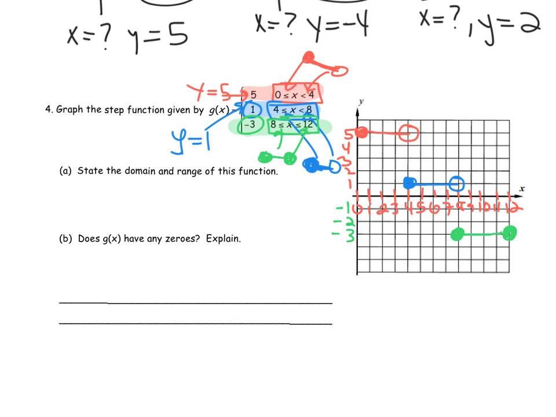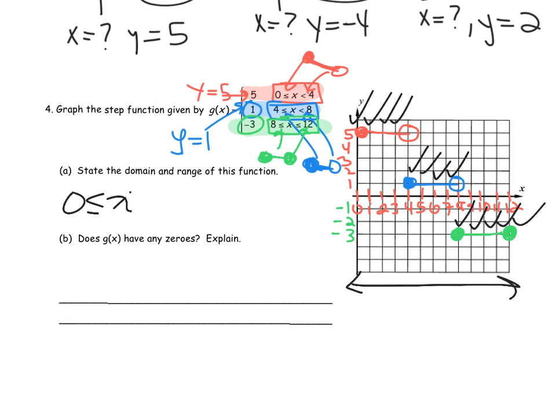So again, talking about domain. Domain, we read the x values from left to right. So my domain, as I go from left to right, I have an x value when x is 0, when x is 1, 2, 3. Now at 4, it's here. 5, 6, 7. At 8, it's here. 9, 10, 11, 12. So my domain is from 0, including 0, to 12. Domain, again, is the x.